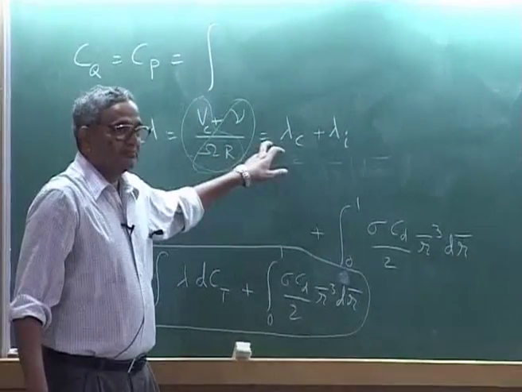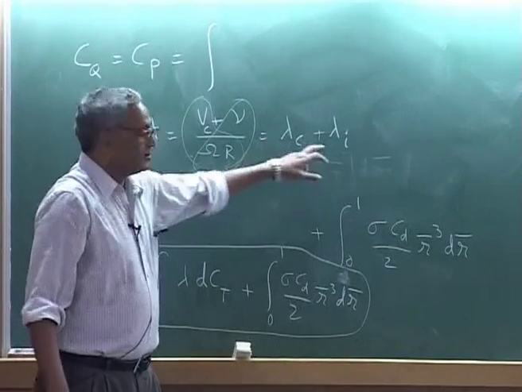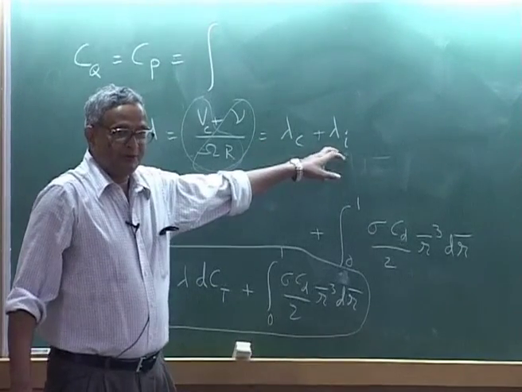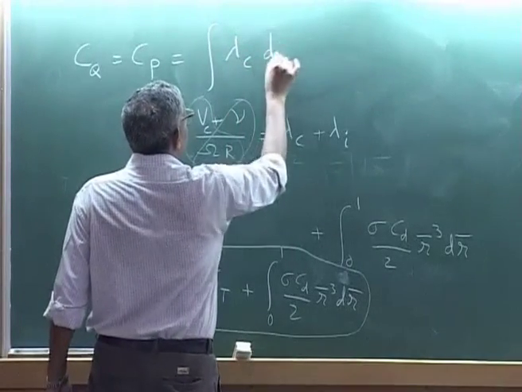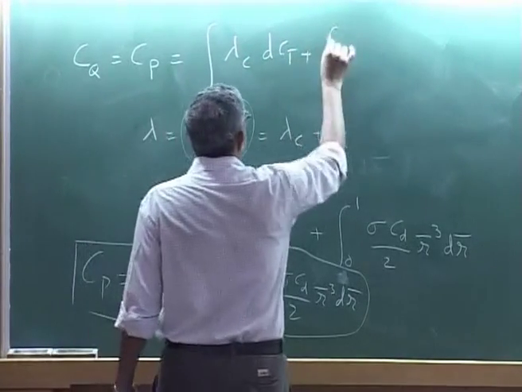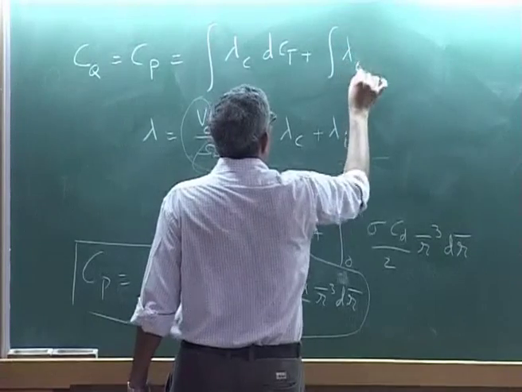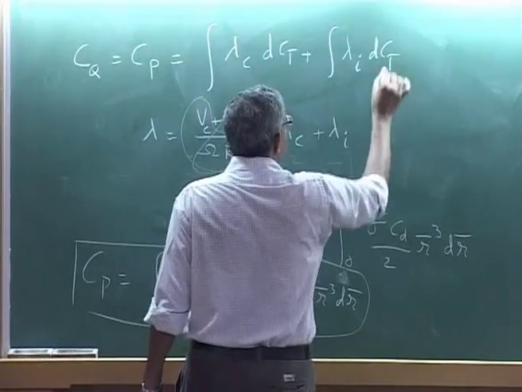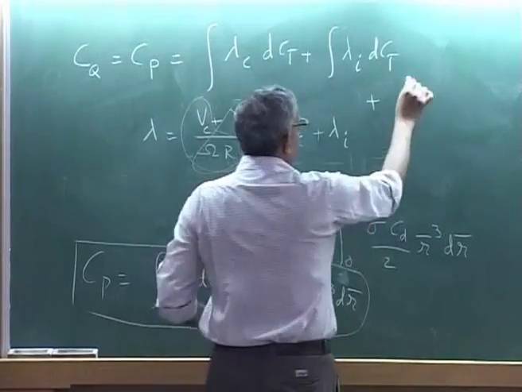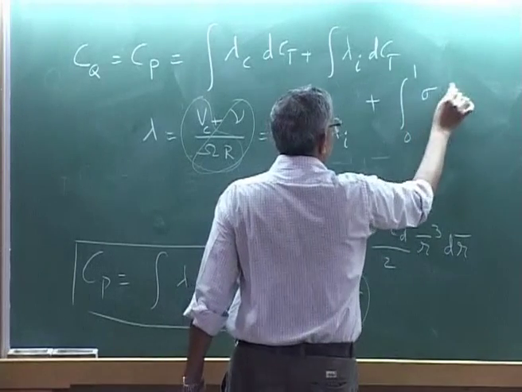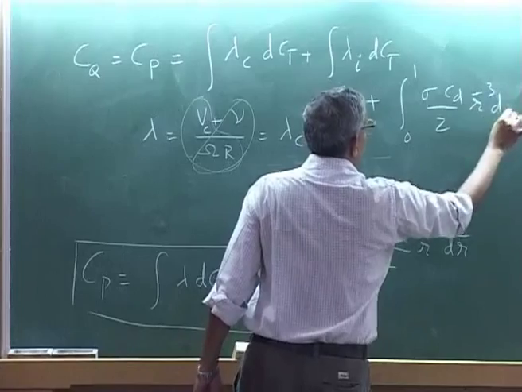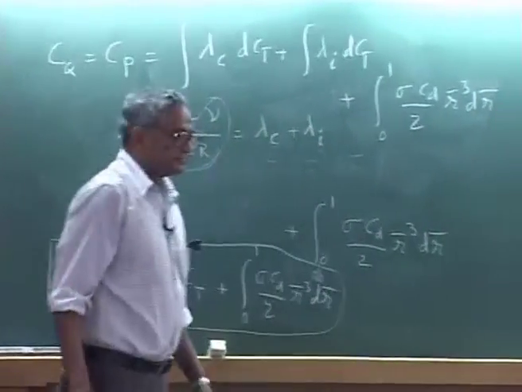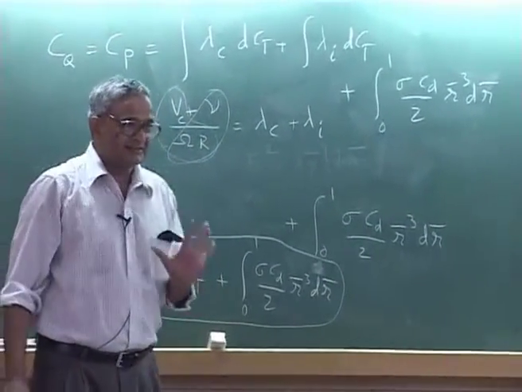One is the climb, another one is the induced. So, I can again put it as integral lambda c dCT plus integral lambda I dCT plus of course, the profile drag. All right, is it clear?